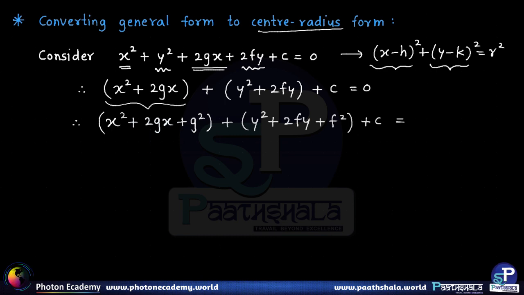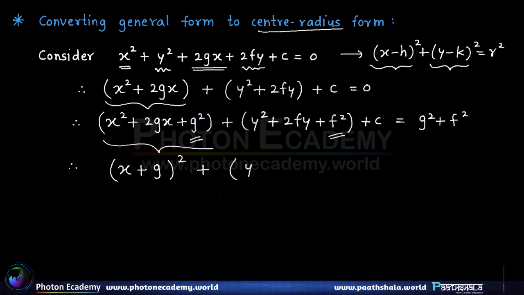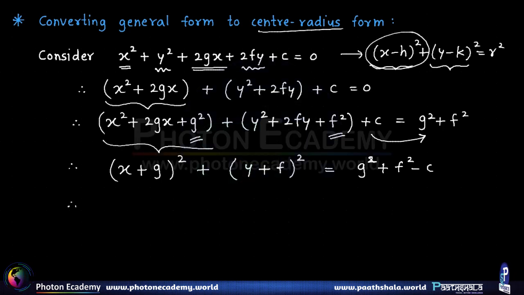And if we add g square and f square on the left side, we must add the same on the right side also. Correct. So therefore here the first bracket is nothing but x plus g the whole square, plus the second bracket is nothing but y plus f the whole square, is equal to, we take c on the other side. So that is where we get g square plus f square minus c, and writing precisely in the required form, because we want x minus something, right? We want to show it as a subtraction.